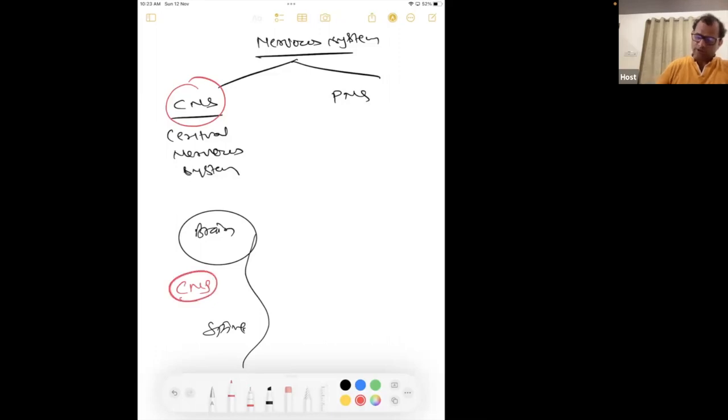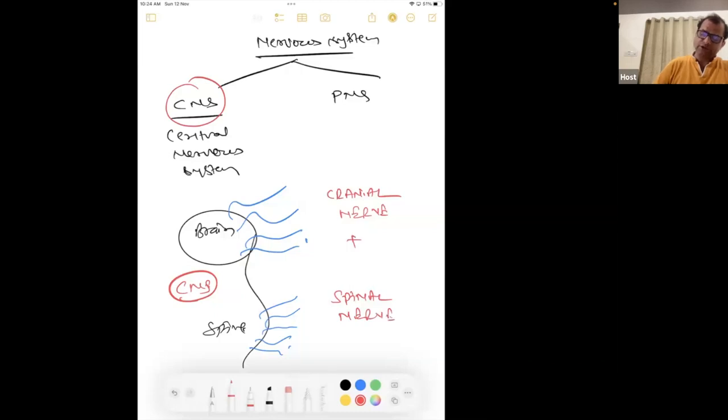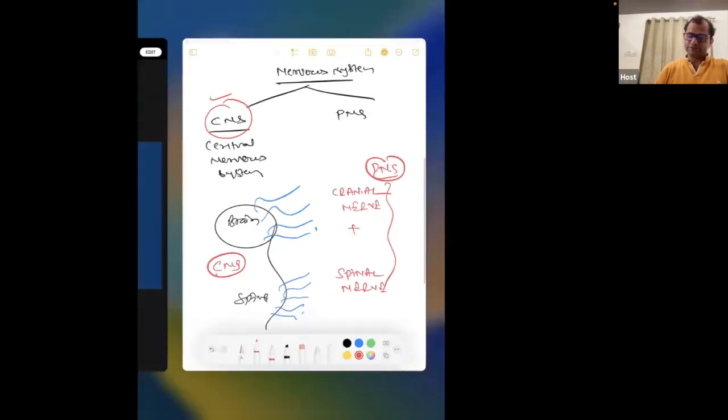Now the nerves coming out from the brain and the nerves coming out from the spine are called the peripheral nervous system, meaning the cranial nerves coming out from the brain and the spinal nerves coming out from the spine. These are called the peripheral nervous system. So the central nervous system lives in the center and the peripheral nervous system supplies the entire body, right?